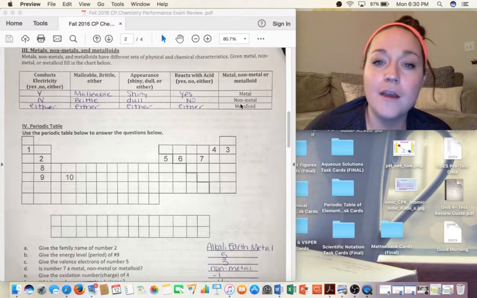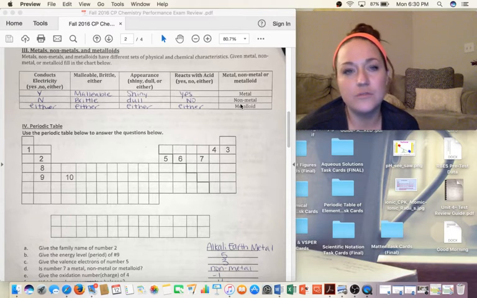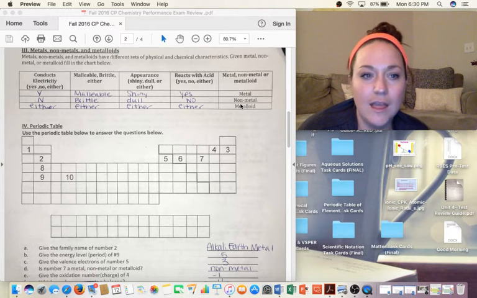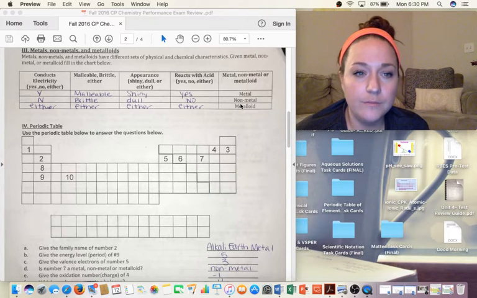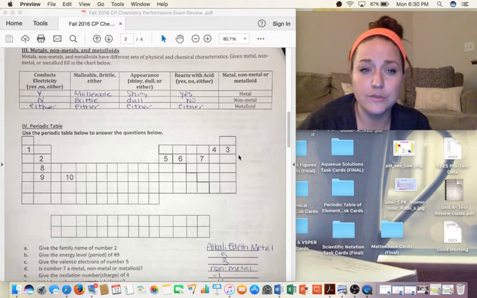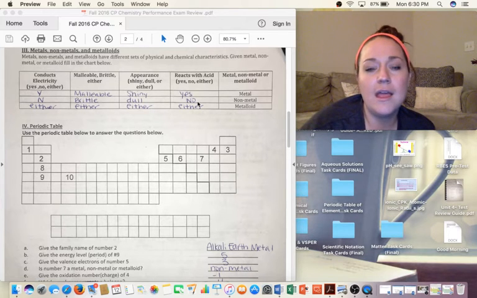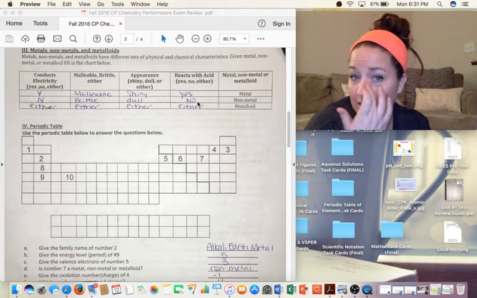Anyhow, nonmetals. Nonmetals do not conduct electricity. When they are actually a solid, they are brittle. They have a very dull appearance to them, and they do not react with acid.